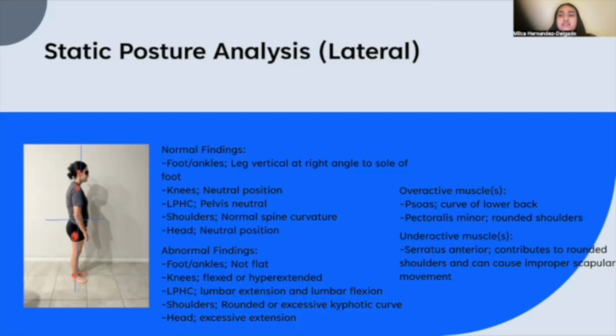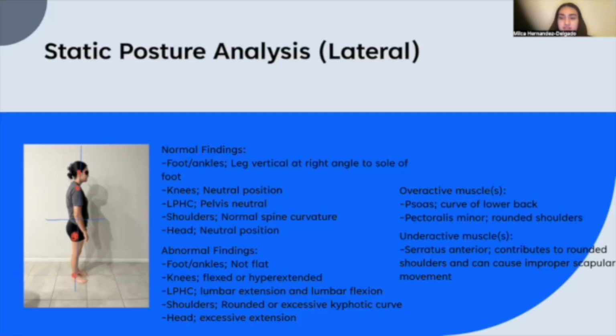And then our LPHC, the pelvis will be at a neutral level, and the shoulders will have a normal spine curvature, and the head will be at a neutral position. Some abnormal findings here would be that the foot and ankles are not flat. The knees will be flexed or hyperextended, so not straight. And then the LPHC would show lumbar extension or lumbar flexion, and the shoulders would be rounded instead of that normal spine curvature, or there would be an excessive kyphotic curve, and the head would be in excessive extension.